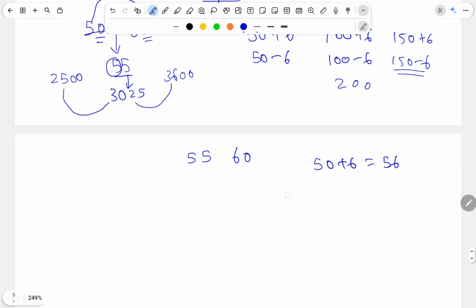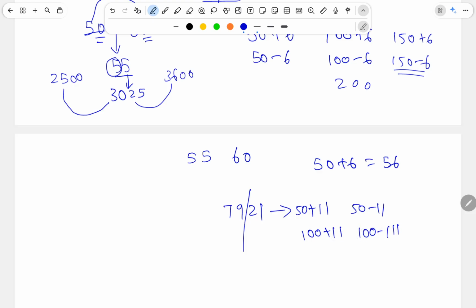If you need another example, see 7921. Separate the last two numbers, 21. And squaring which number? 11. So our answer should be 50 plus 11 or 50 minus 11 or 100 plus 11 or 100 minus 11. We can extend it. But see, you have the basic idea that 100 square is 10,000, but the question is about a 4-digit number. 10,000 is a 5-digit number. So our answer must be 50 plus 11 or 50 minus 11.